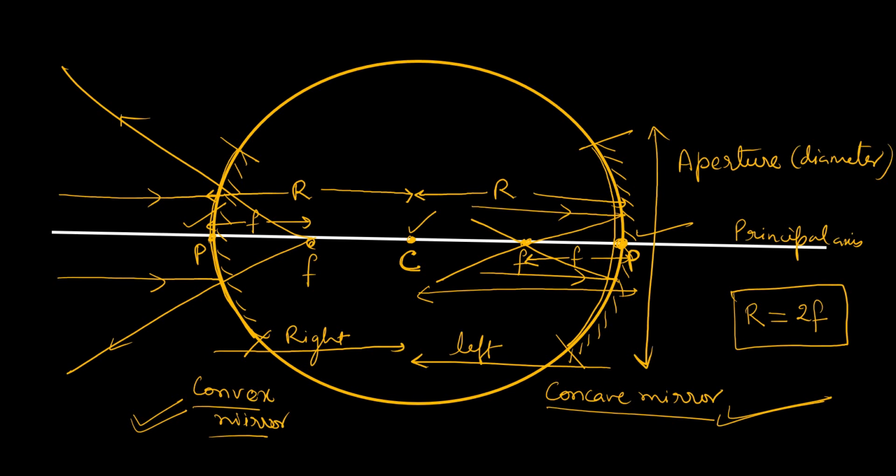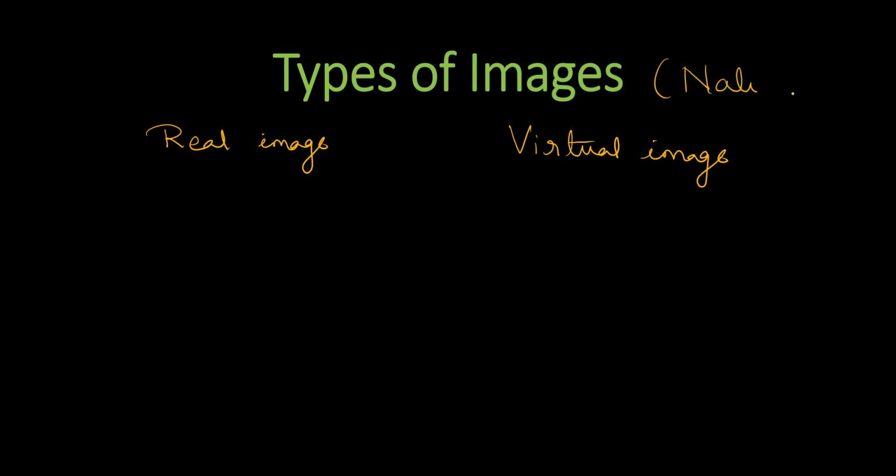Now that we have seen the parts of the mirror, let us see the types of images that these mirrors form. A plane mirror forms only one kind of image, but spherical mirrors form two types of images. One is a real image and another is known as a virtual image. We are asked to explain the nature of the image. We have to explain whether the image is a real image or a virtual image.